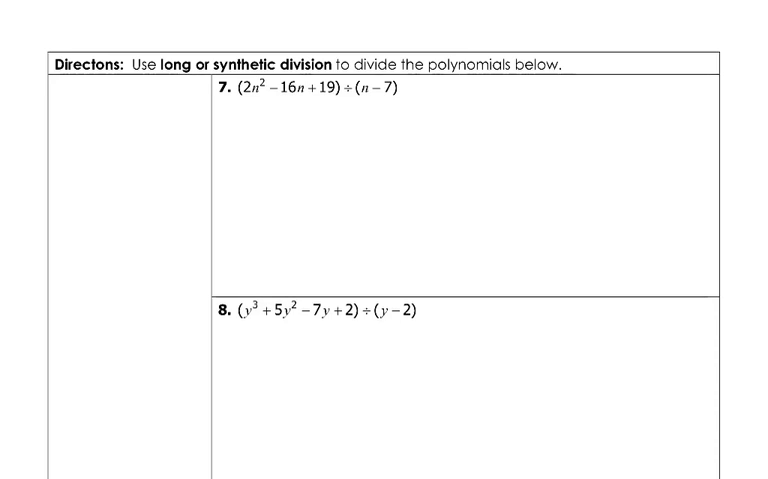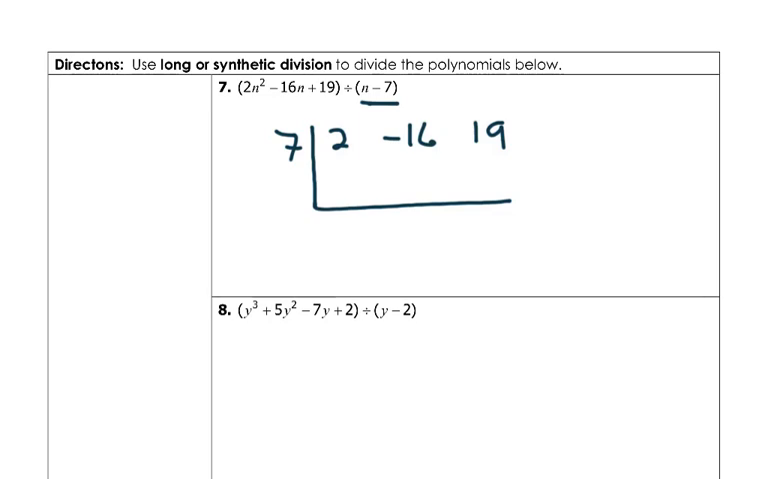All right, next, let's go down to number 7 here, all right? Let's set up our box. All right, put our coefficients inside of the box, 2, -16, and 19. Nice and organized. All right, here we look in here, n minus 7, so we put the opposite of what it looks like, so we're going to put a positive 7 in there, right, because n minus 7 equals 0.